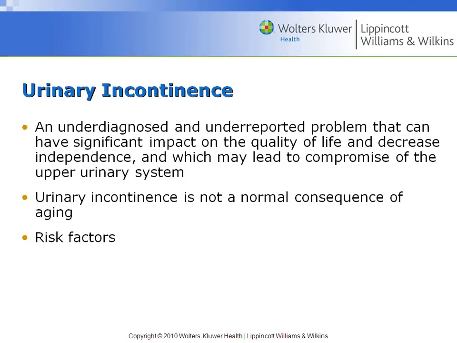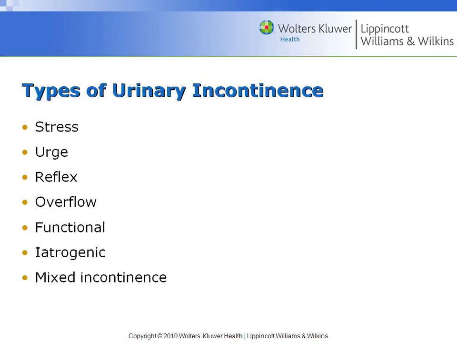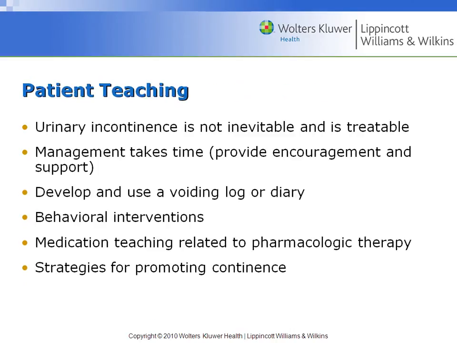There are risk factors that lead to incontinence, such as stress, and for women, having probably multiple children becomes a risk. Types of urinary incontinence: stress, urge, reflex, overflow, functional, iatrogenic, mixed incontinence.